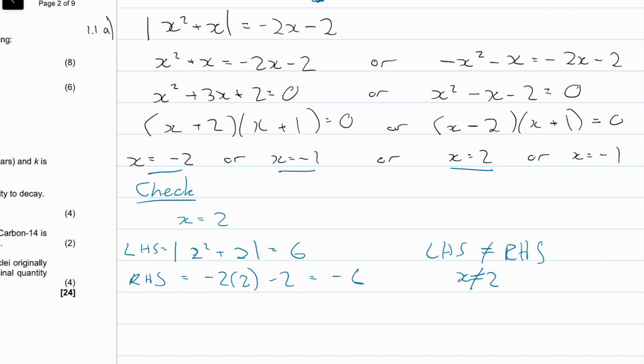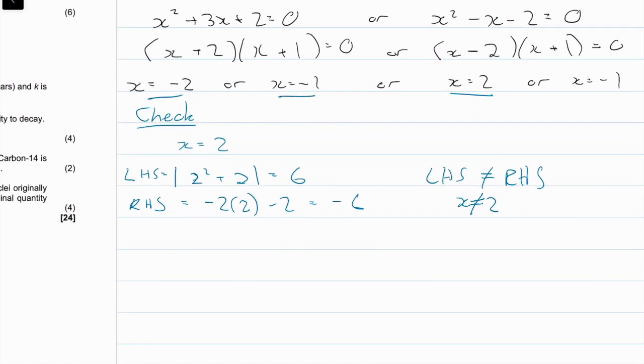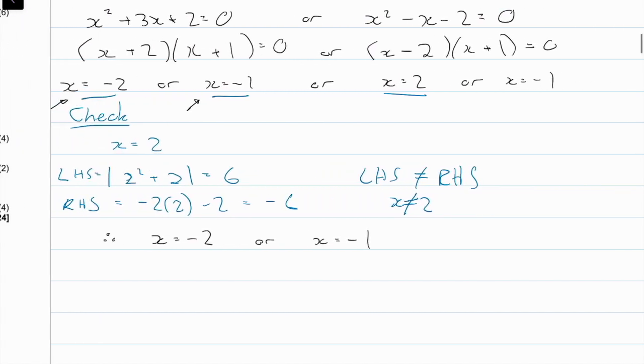It's not a solution. Okay, so what you guys can do, and you need to do this in the exam, is substitute x equals minus 2 and x equals minus 1, and you actually get that those two are valid solutions. So therefore the answer is x is equal to minus 2 or x is equal to minus 1. Okay, but that's the importance of doing the check. Sometimes solutions are not valid.